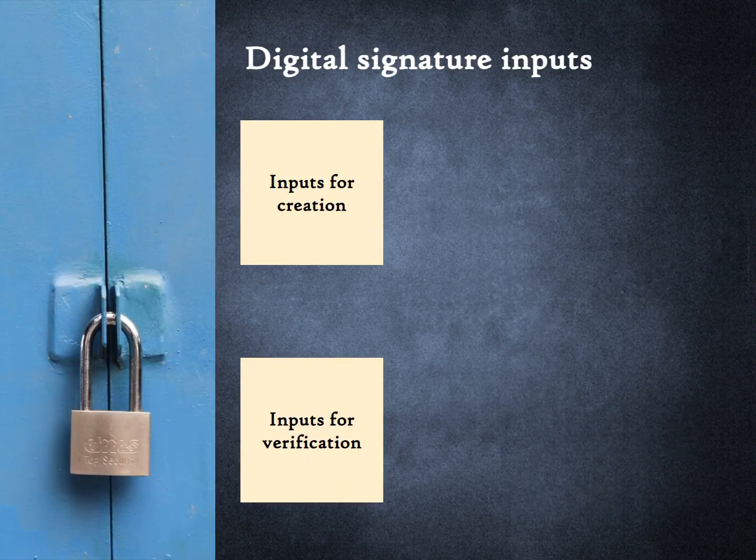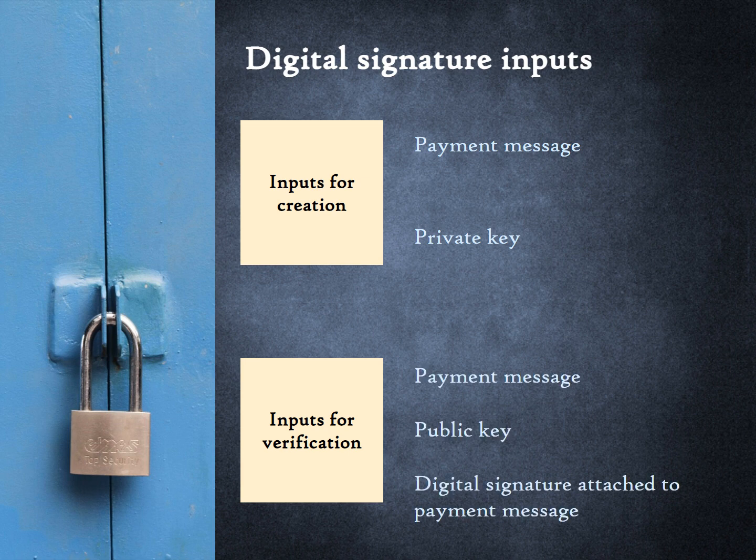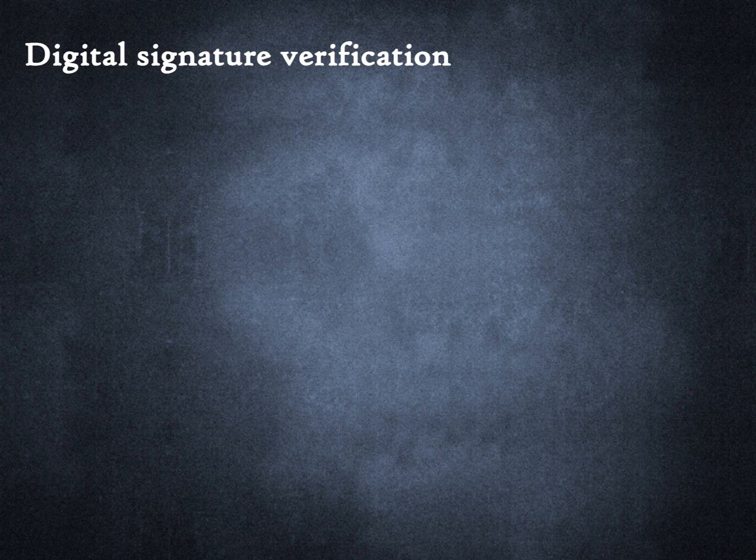We can now compare the inputs required for the creation versus verification of the digital signature. The creation of the digital signature requires the raw payment message and the private key. The verification of the digital signature requires the raw payment message, the public key, and the digital signature attached to the payment message. It is almost miraculous that the digital signature can be verified without ever knowing the private key. The mathematics behind this is complex and outside the scope of this course. Hence, we will only summarize the intuition behind it.